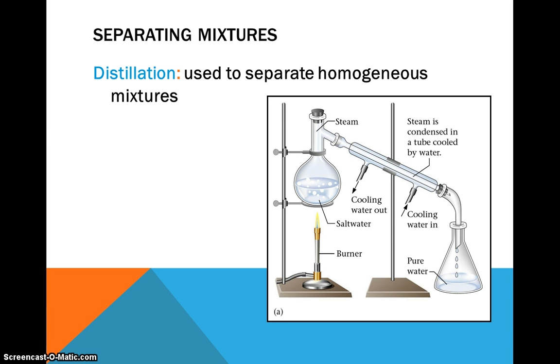Now, one thing we can do with our physical properties is we can use them to separate different types of mixtures. And one of the most common forms of separating a mixture that we use is through distillation. So some of you have drank distilled water before, and that's what process you see depicted here. So we use distillation to separate out homogeneous mixtures. So for example, if I have salt water, I'm going to use the physical property of boiling point to separate the salt from the water.